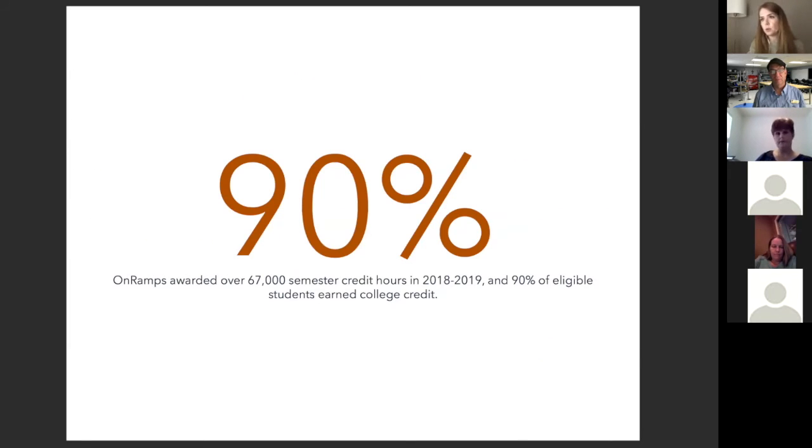And then this statistic, it's impressive when you first see it, because it says that OnRamps awarded over 67,000 semester credit hours in the 2018-2019 school year, and 90% of eligible students earned college credit. This highlights that students had the choice of whether or not they wanted to accept the credit, or they deemed it beneficial at the end of their year-long experience. And of the students eligible for the college grade, again, the majority of them decided that they were going to carry this grade with them into college.